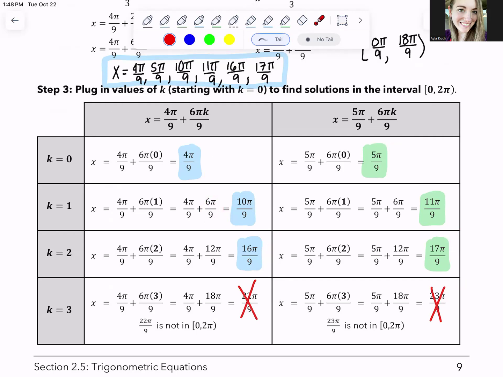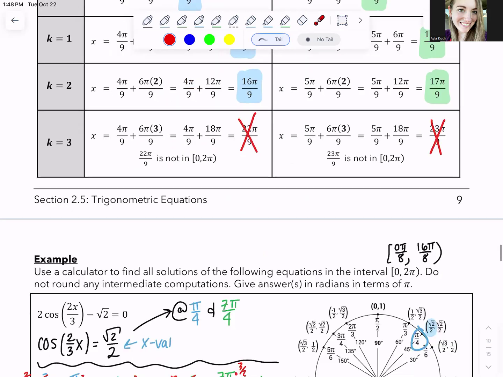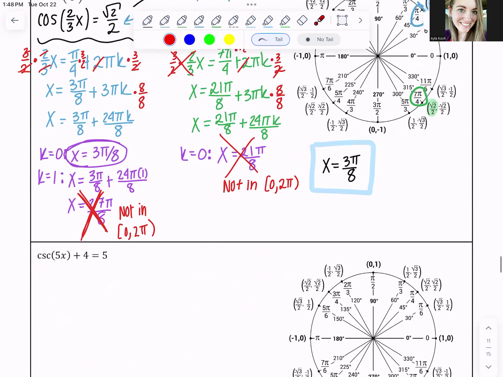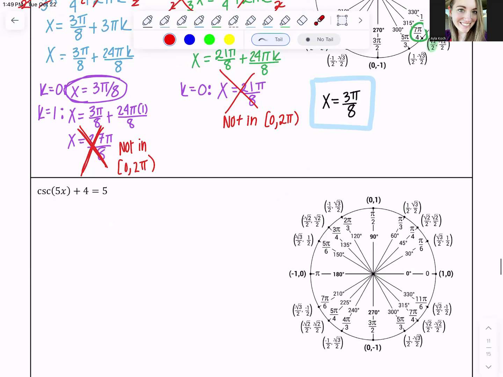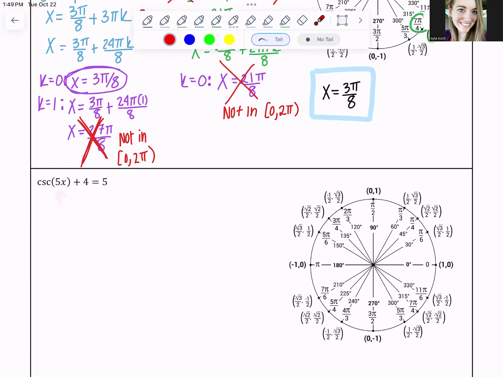So if I had recognized that pattern, as long as you have a starting place and you have a common denominator here, you can just keep on adding that number over and over again. You'll see that same thing here. So it would have jumped by 24 pi's each time. The bigger the number on the inside here, the faster it oscillates, the more answers you'll have. So if this number on the inside is less than 1, you'll end up with less answers. If it's greater than 1, you'll end up with more answers.